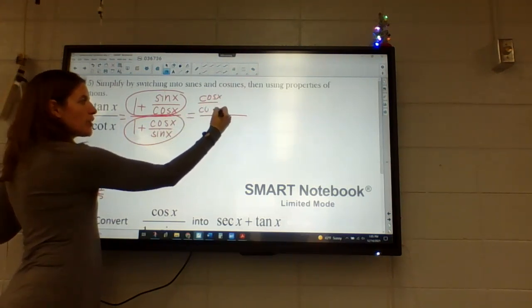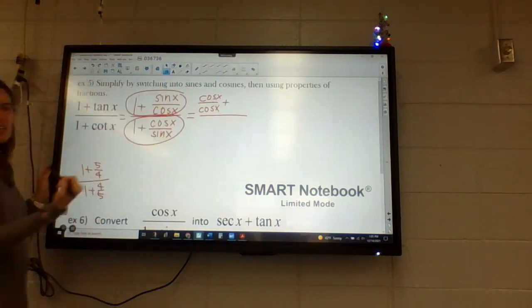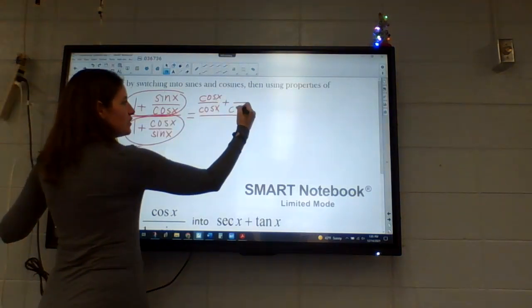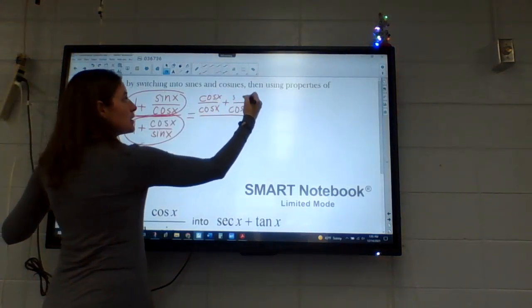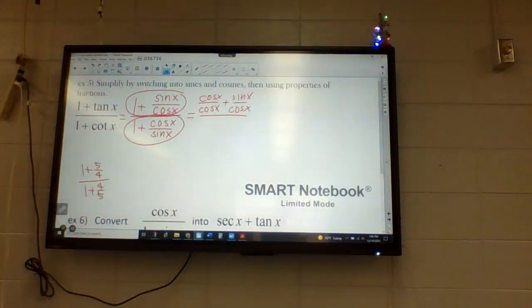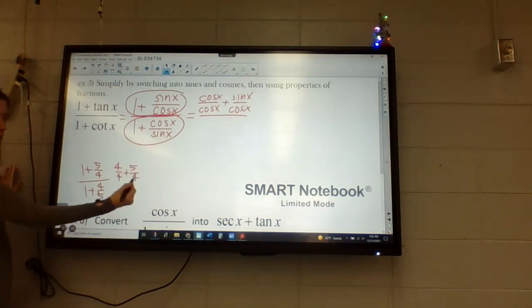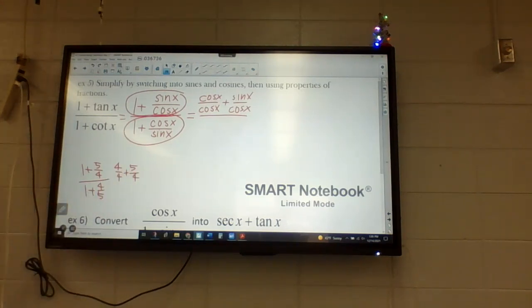Cosine over cosine is the same thing as 1, right? Something over itself just equals 1. The reason he chose cosine over cosine is because that's already the other one's denominator. What if you did sine? Then you would have had to get common denominators, which would have been painful. But we chose something so that down here, I would have done 4 over 4 plus 5 over 4. I would have been smart about my denominator.